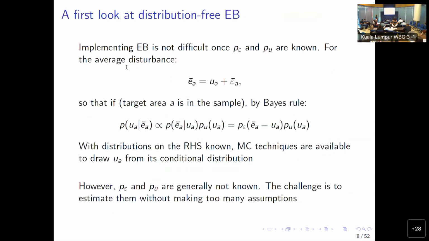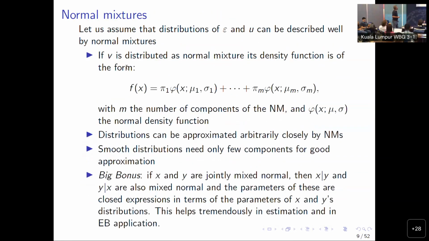Base rules. Yeah, this is a slide that I saw. This is where Bayes comes in. And the process is sometimes called empirical best, sometimes empirical Bayes, but they talk about the exact same thing.